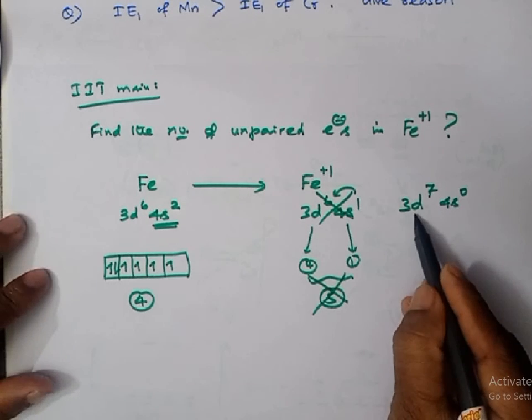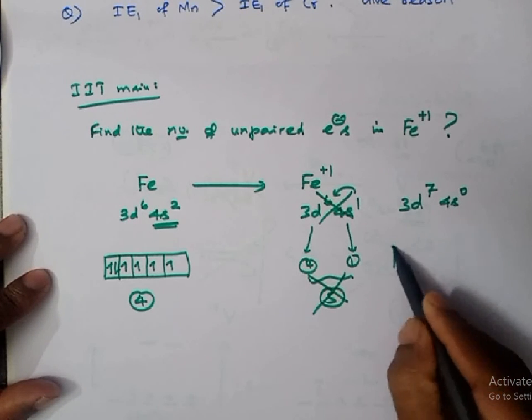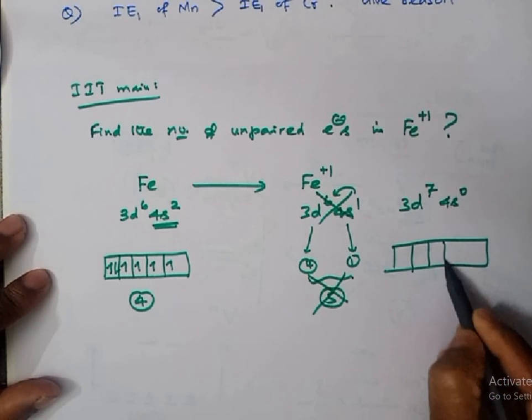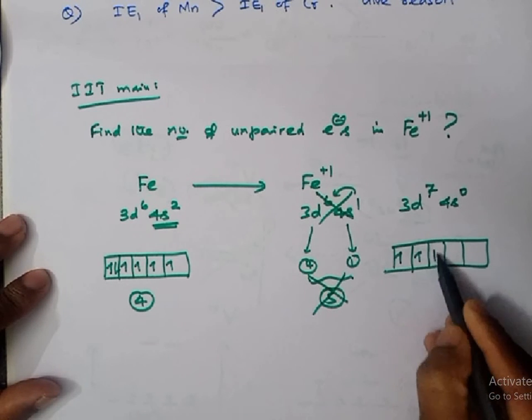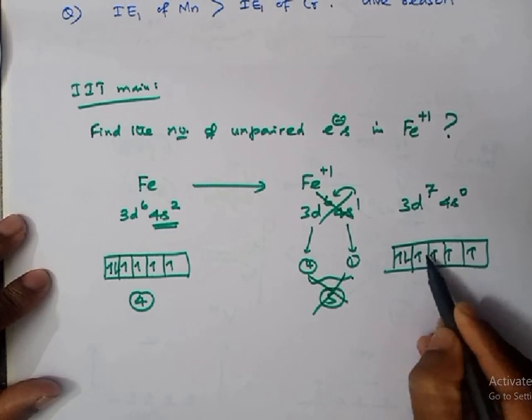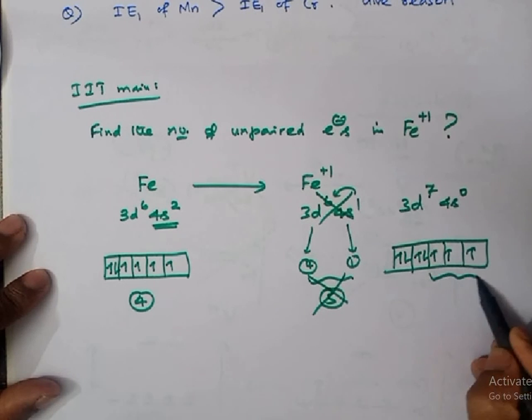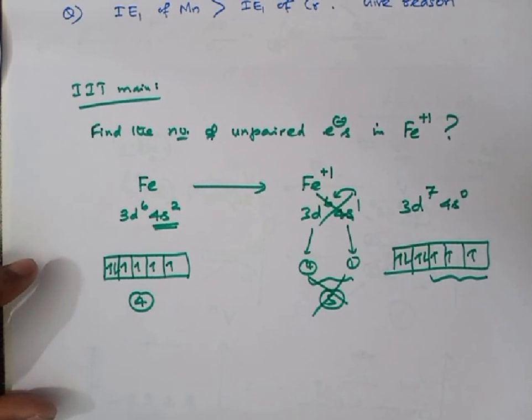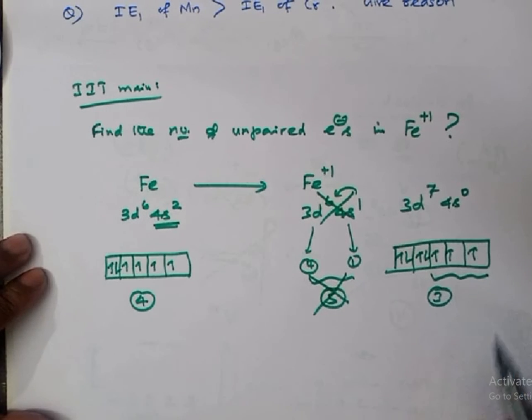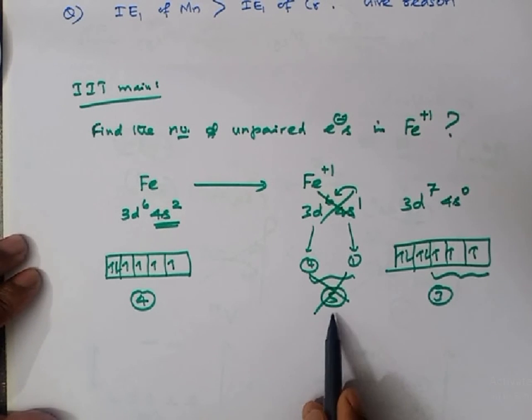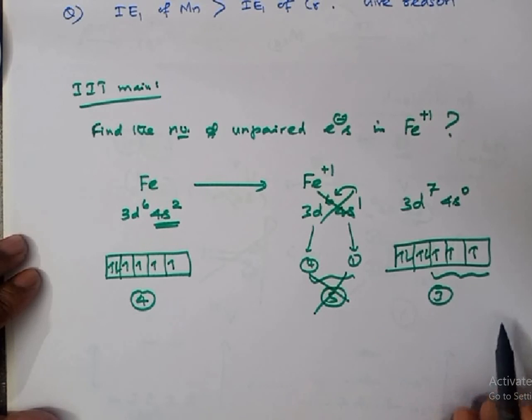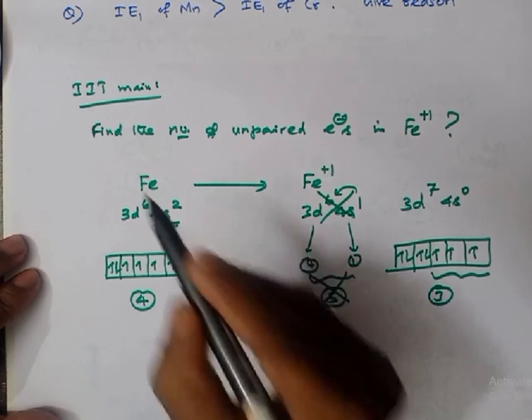Now we have 7 electrons in the d subshell. So if you place 7 electrons in the d subshell, 1, 2, 3, 4, 5, 6, 7, now see how many unpaired electrons there are, students. Can you tell me how many unpaired electrons? Students, how many? Yes, there are only 3 unpaired electrons. What we expect is 5, but actually it's only 3. So keep this question in mind.